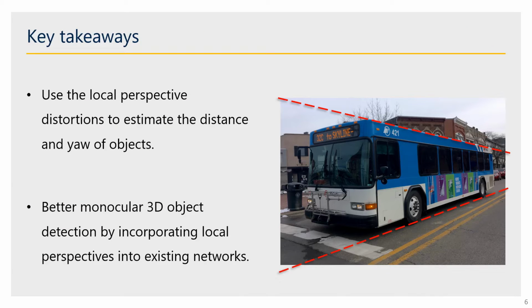Overall, the key takeaways are that we can use the local perspective distortions to estimate the distance and yaw of objects, and that we can achieve better monocular 3D object detection by incorporating local perspectives into existing networks.